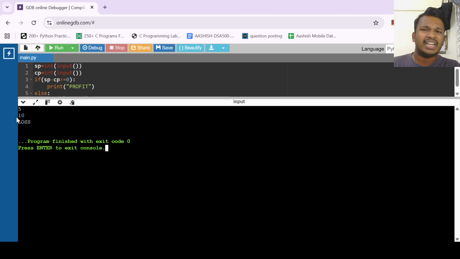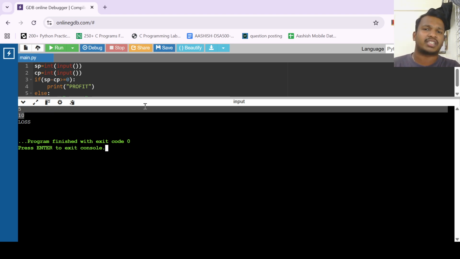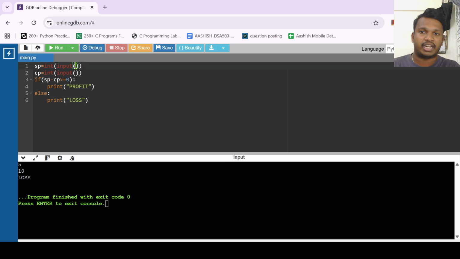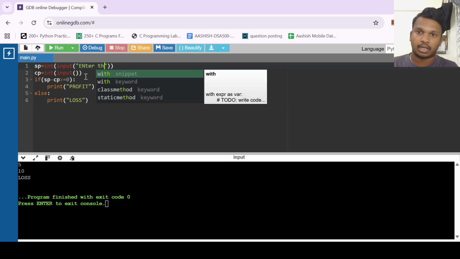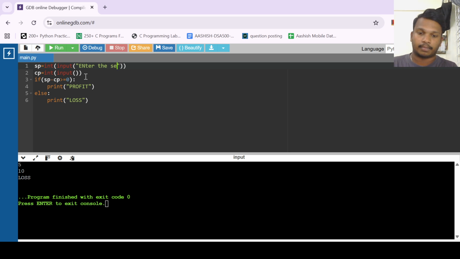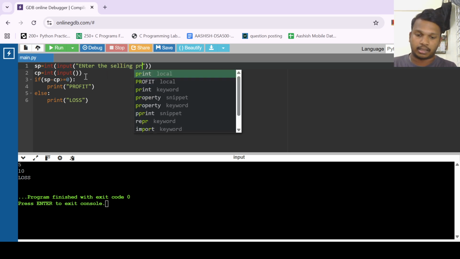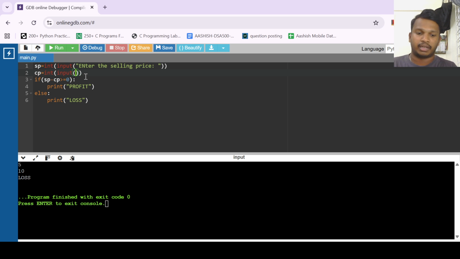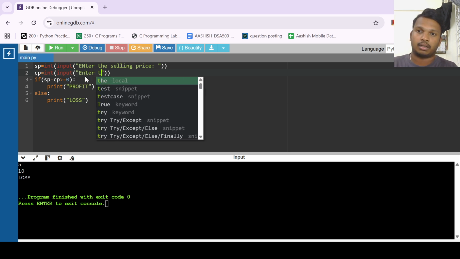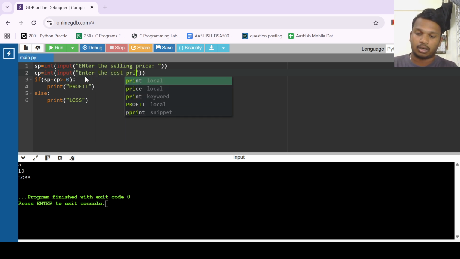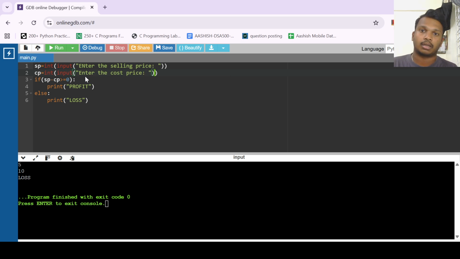It is very simple, but it is a little bit confusing whether it is asking for the selling price or the cost price. So I will ask the user here: enter the selling price. Similarly here: enter the cost price. Now observe this program, how good it looks.